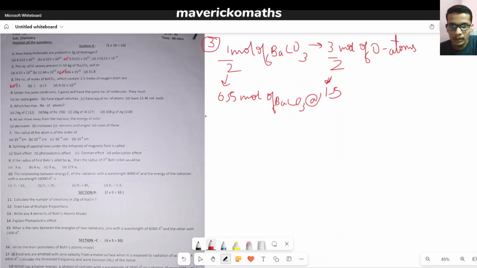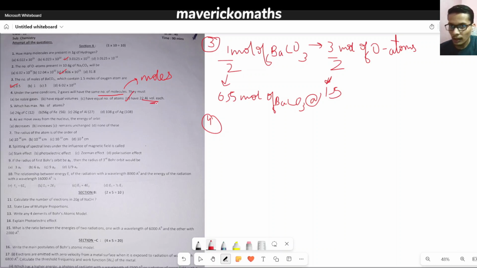Now the fourth question. What does it say? Under the same condition, two gases will have the same number of molecules if they are noble gases, have equal volumes, have an equal number of atoms, or have 22.4 liter volume each. We have to find the same number of molecules. The same number of molecules will only be when there is the same number of moles. And for moles, I guess 22.4 liter volume each is the right condition here.